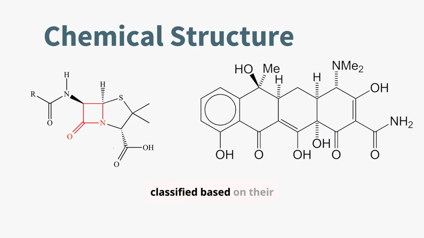Antibiotics are classified based on their chemical structure. Understanding these structures helps us understand their mechanisms of action and potential side effects. For example, beta-lactam antibiotics all share a beta-lactam ring and act by inhibiting bacterial cell wall synthesis. Knowing this helps us understand that allergic reactions to one beta-lactam may affect other drugs in the same class, like penicillins and cephalosporins.